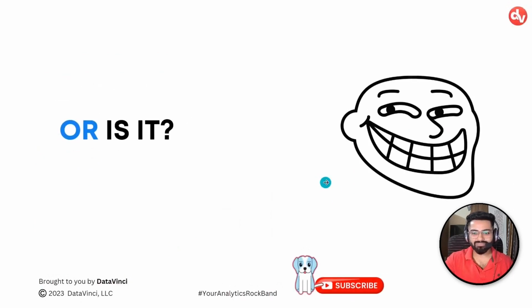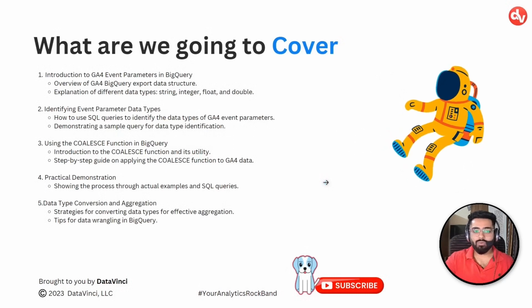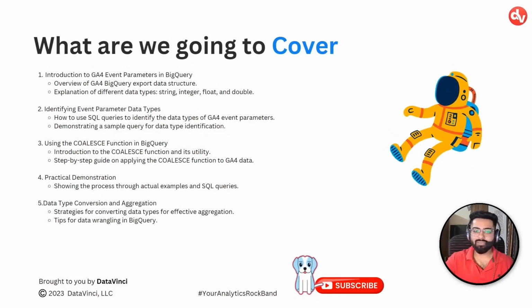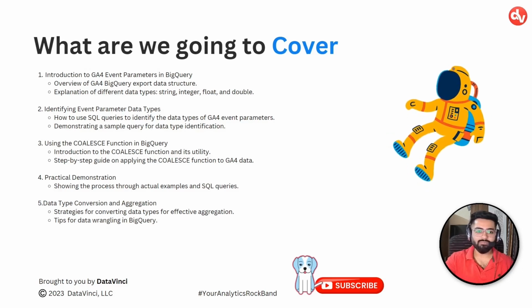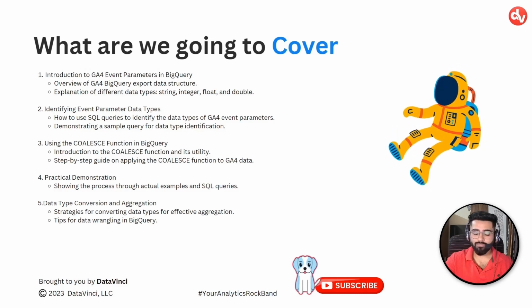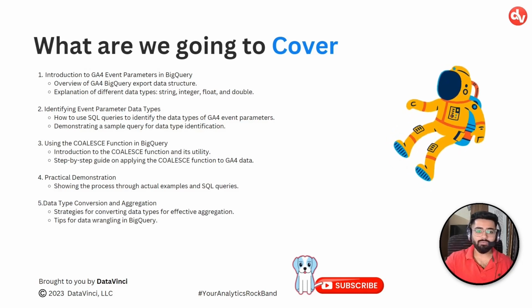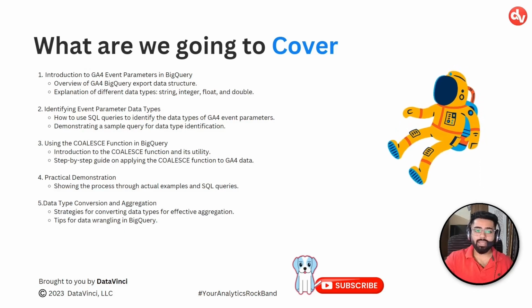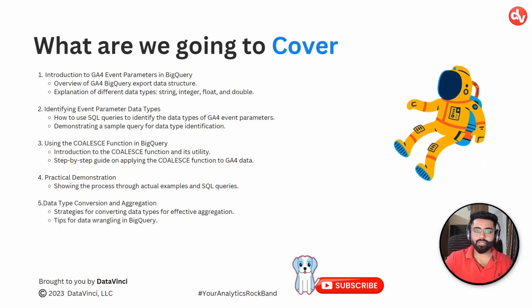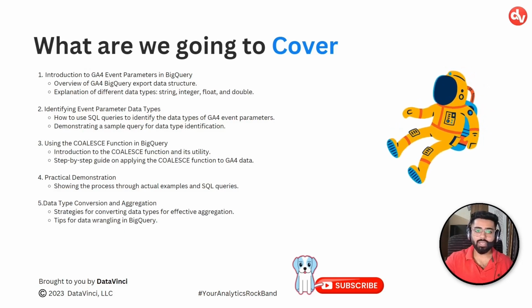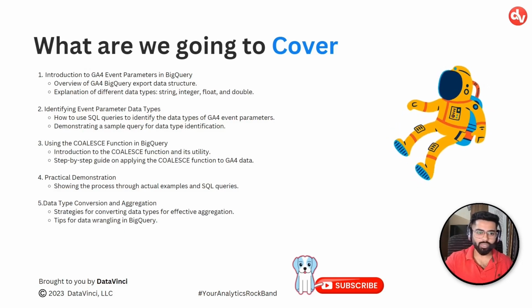Let's find out. So what are we going to cover in this video? Firstly, I'll be starting with an introduction to GA4 event parameters in BigQuery, in which we'll be seeing the GA4 data structure when it is exported in BigQuery, along with an explanation on different data types, which are strings, integers, floats, and doubles. Next, we'll be identifying event parameter data types, in which I'll show you how to identify different data types using an example SQL query.